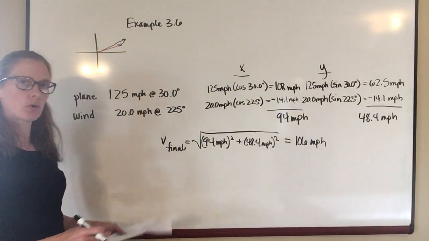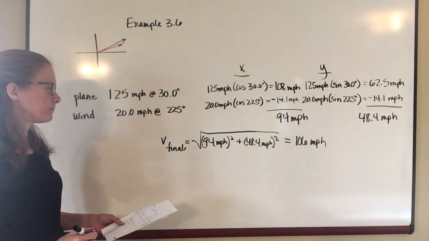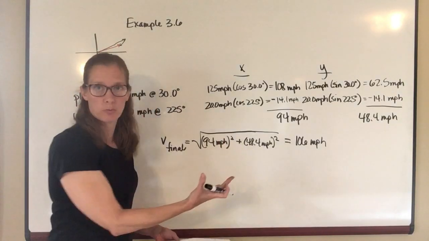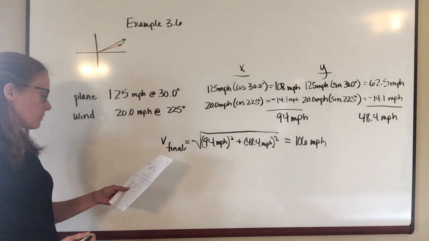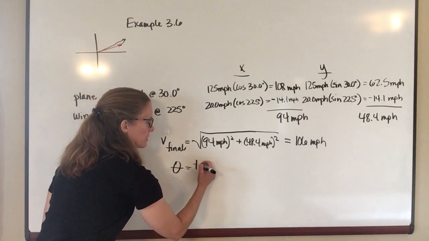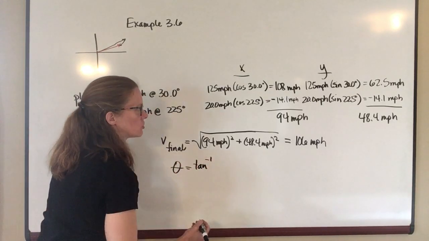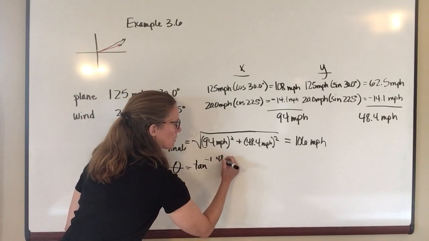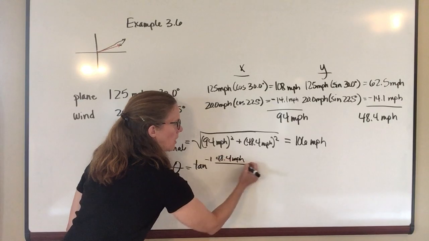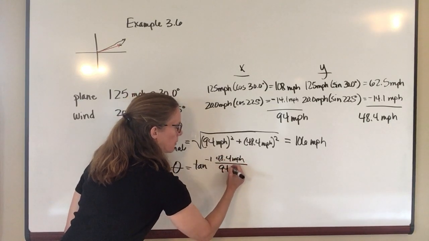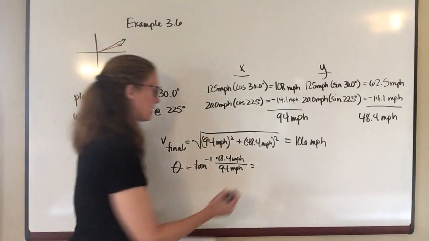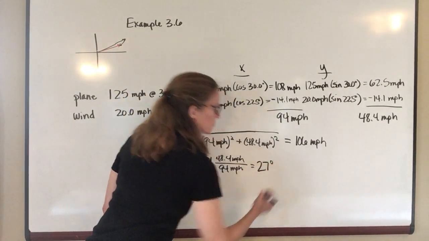Okay, so then in order to calculate the angle, and as I told you before, this one is larger than both of those, which makes sense since we're using the Pythagorean theorem. Then if I want to find the angle, I'm going to take the inverse tangent of the y component, which is 48.4 miles per hour, over the x component, which is 94 miles per hour. And when I do that, I end up with 27 degrees.